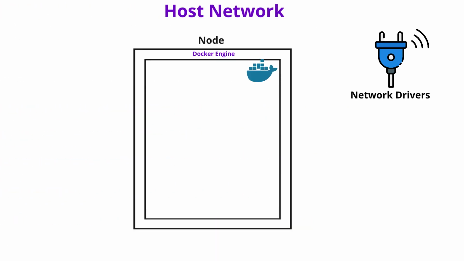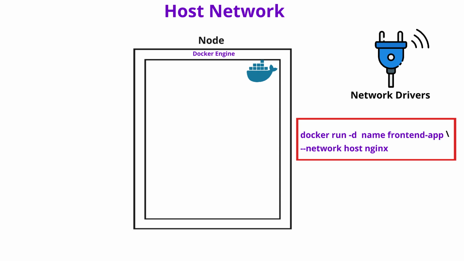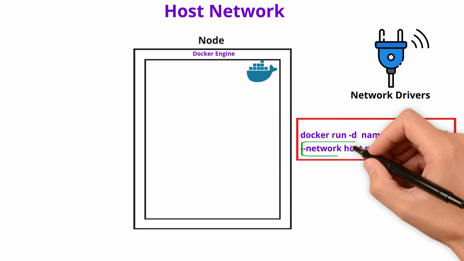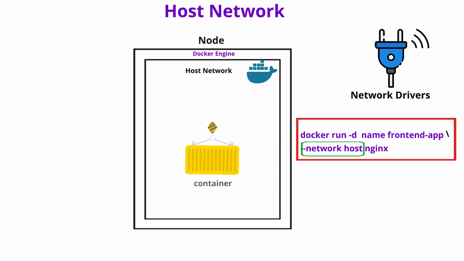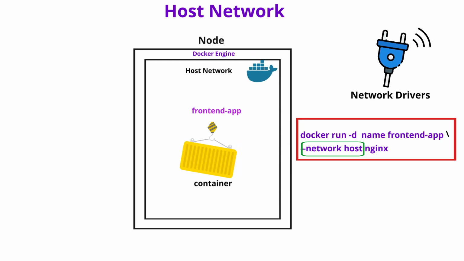Let's understand the next network in Docker, which is the host network. To explain the host network, let me take one of these commands. This command uses the nginx image and launches a container named front-end application. Within this command, the main focus area is the --network flag. For this --network flag, I have assigned the value host. When you run this command, the container will be launched within the host network.